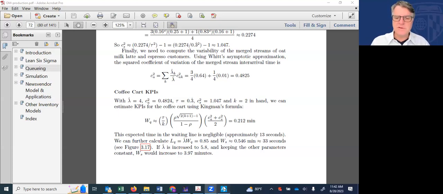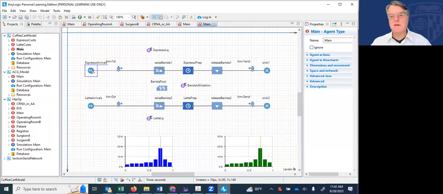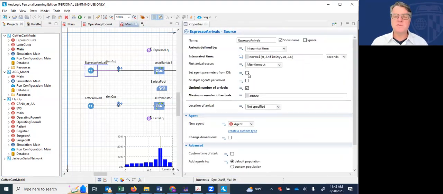All right, so let's have a look at the AnyLogic model. I'm going to lay out what we've got for the espresso customers here, and the latte customers are essentially the same logic structure, but with different parameters: the inter-arrival time distribution and the service time distribution differ from those of the espresso customers. I'll go through some of the details so you can see what's going on.